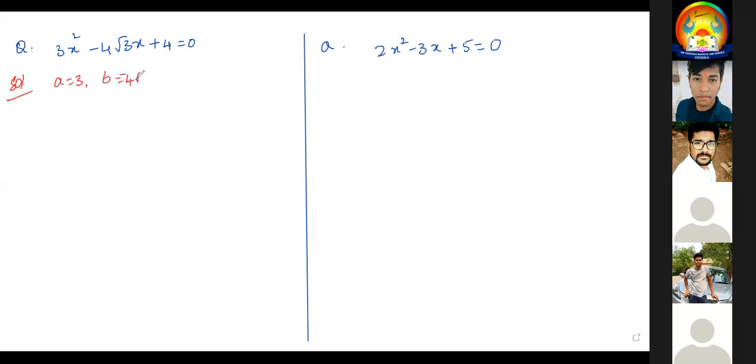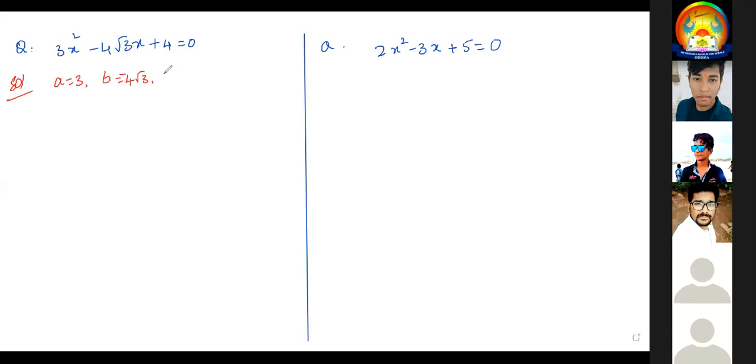So the first one is 2 root 3 by 3. Very good. That much fast. Same roots, sir. Multiplicity is 2. Very good. What a beautiful word. Multiplicity is 2. Very good. Yeah, next question.